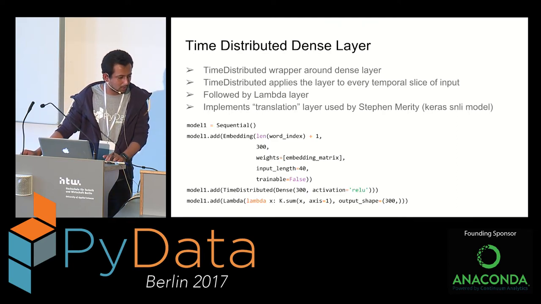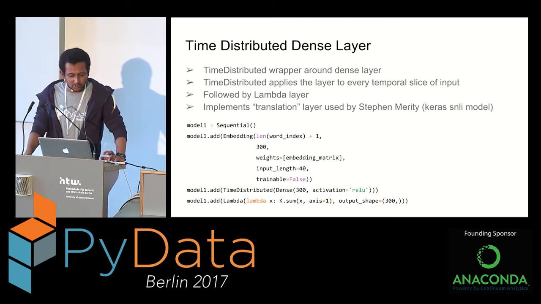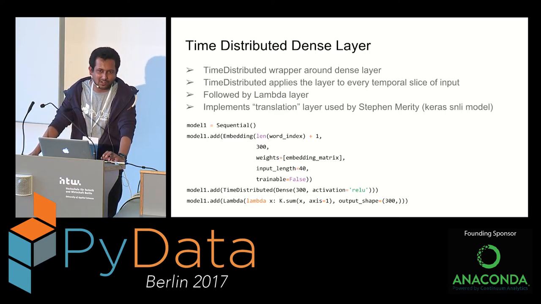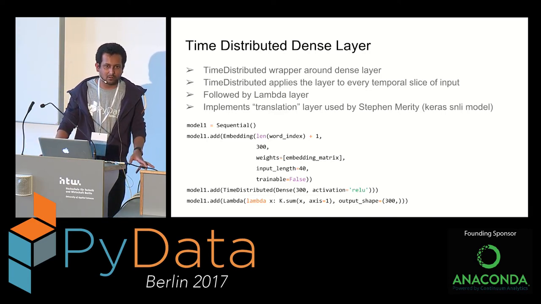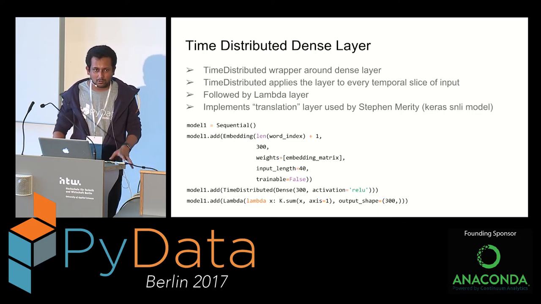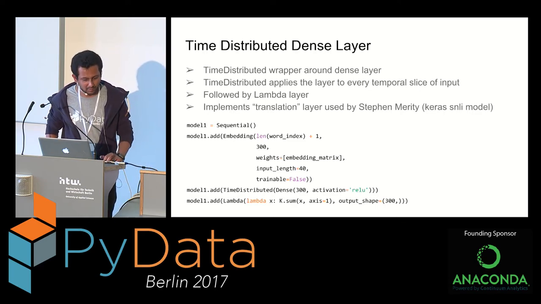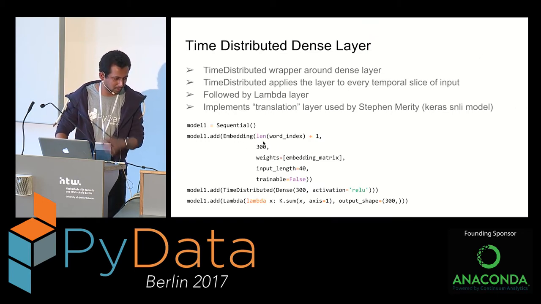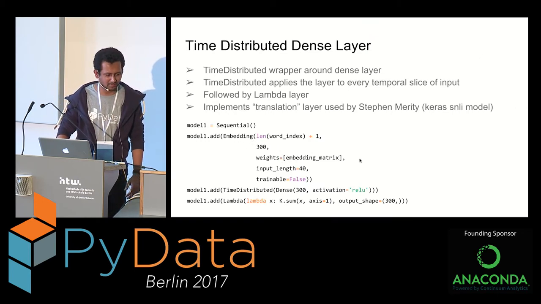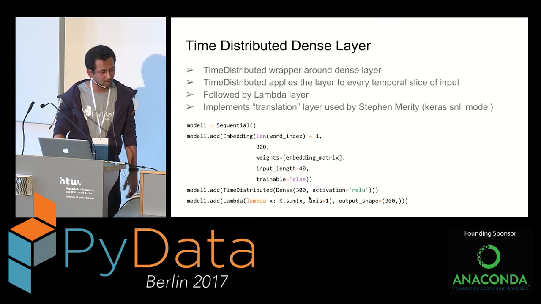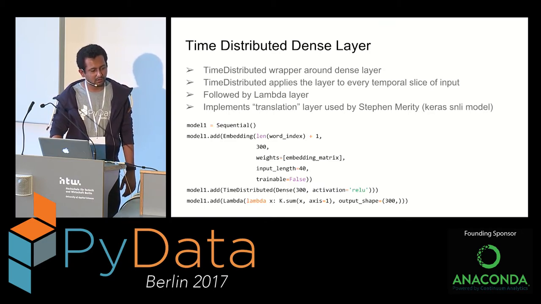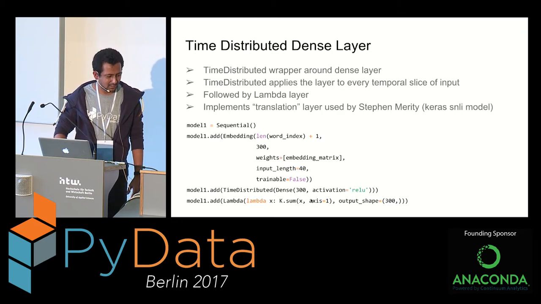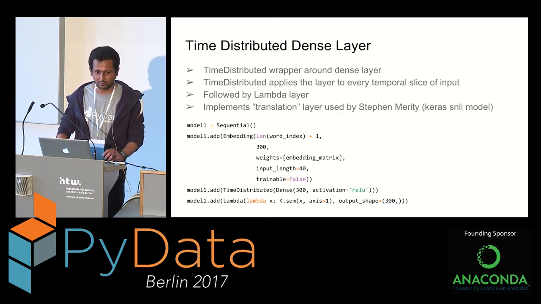It's followed by the Lambda layer, and it implements the translation layer. I don't know if you guys know about the SNLI model. It's implementing the same thing, and it's implemented in this way. So you have the embedding. I've been using an embedding matrix, I'll come back to that later. Then time distributed dense. In the original SNLI code, they are using max, I think. I'm just doing a sum because it performed better for me.